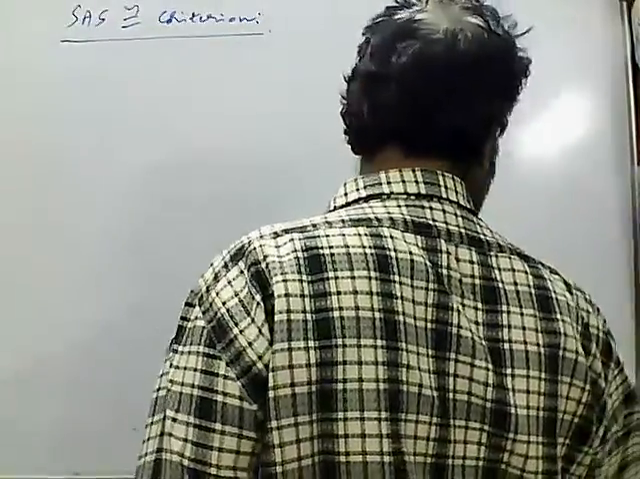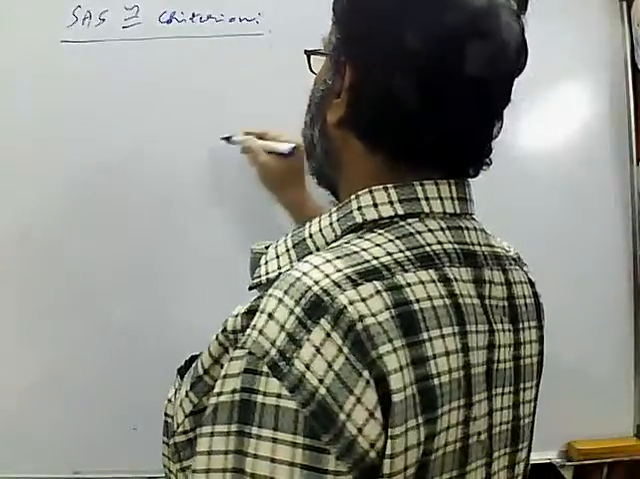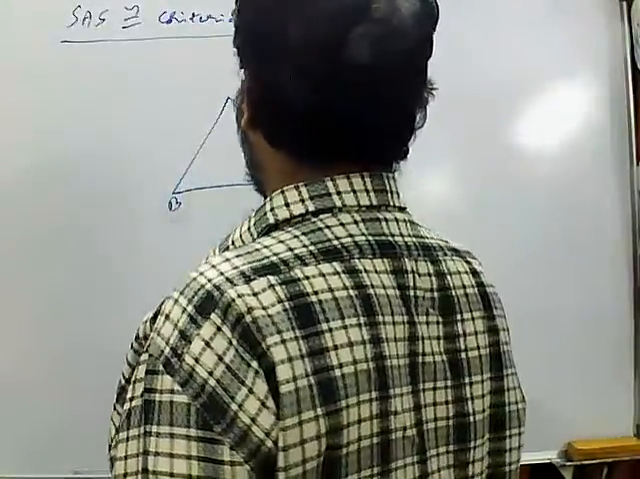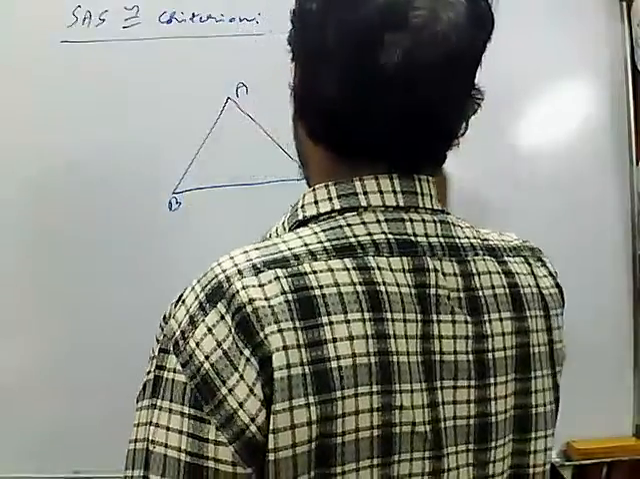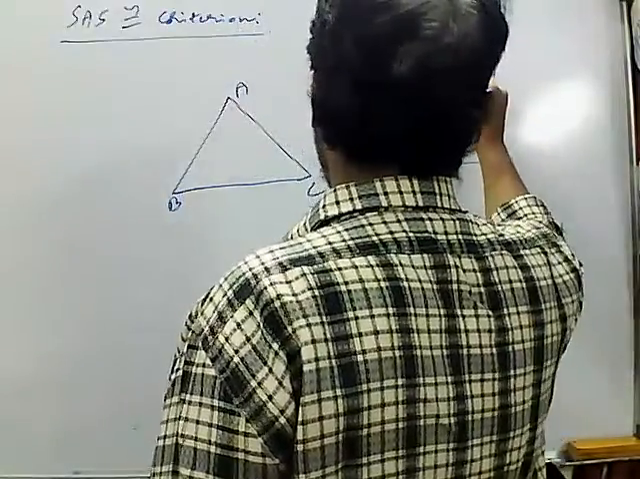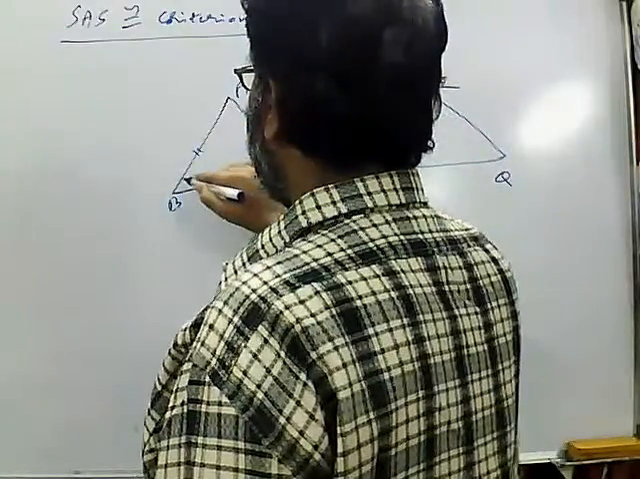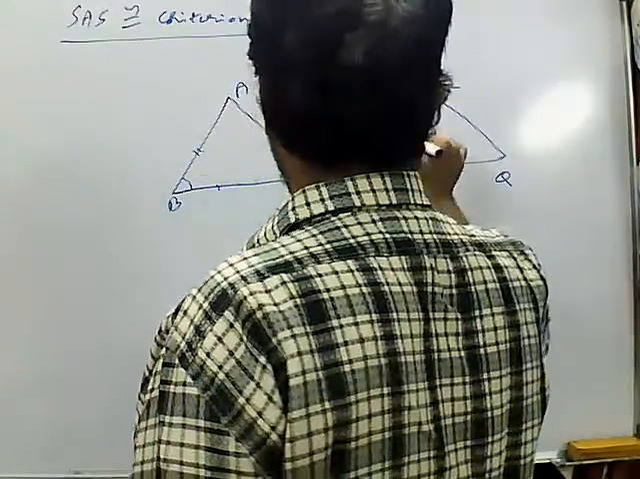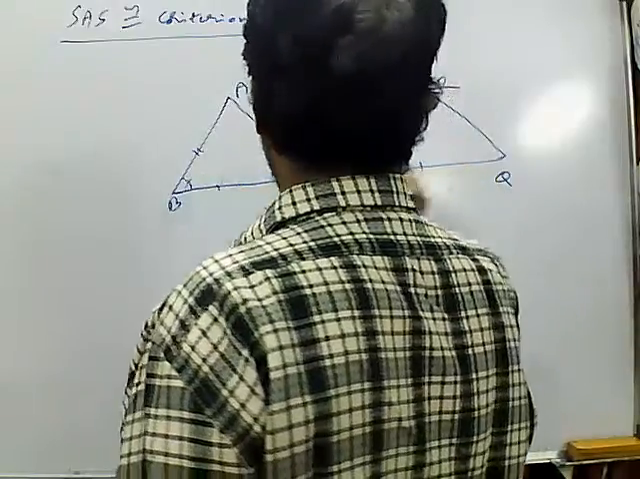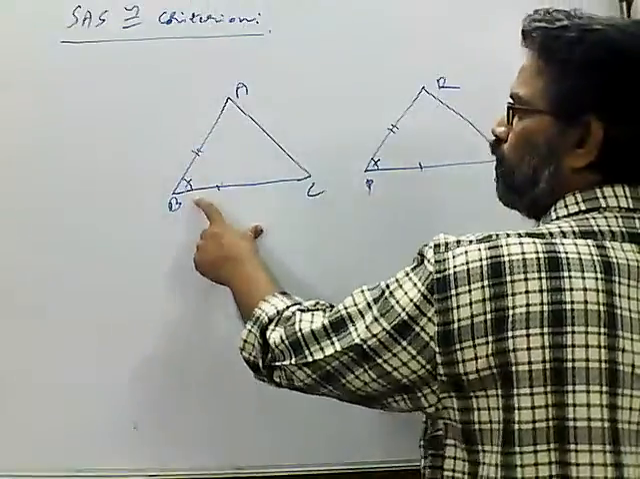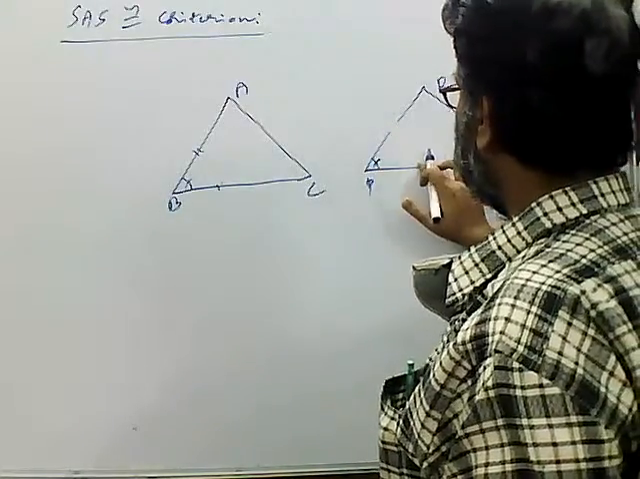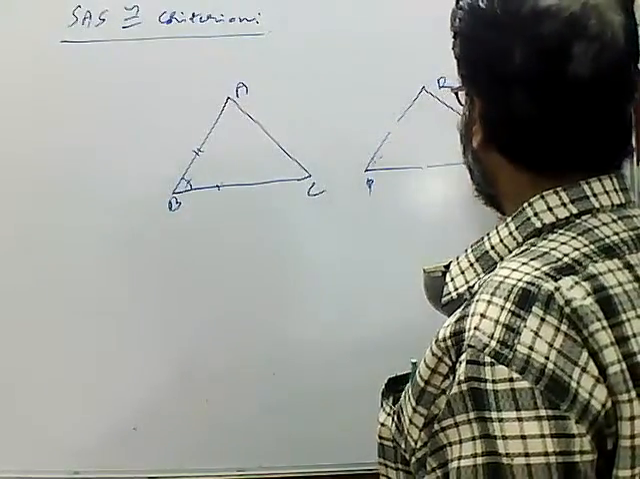SAS congruency criteria means two sides and the included angle. So I am not taking alphabetical order. Two sides and included angle. See here, two sides and included angle. I will write it like this also. You need not take the same way.